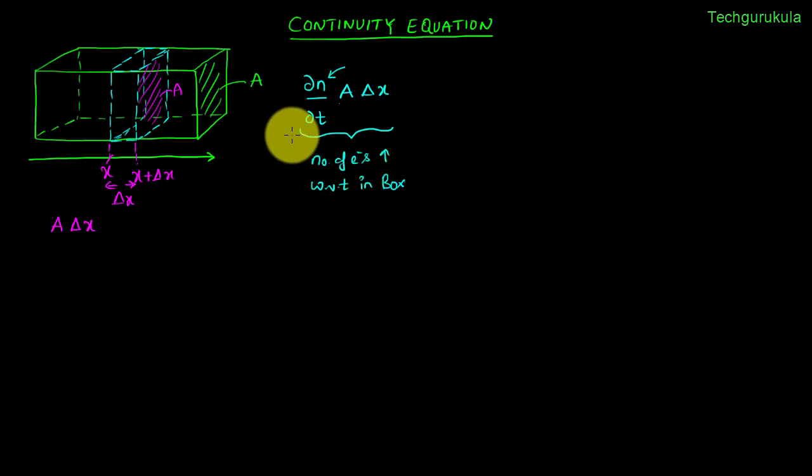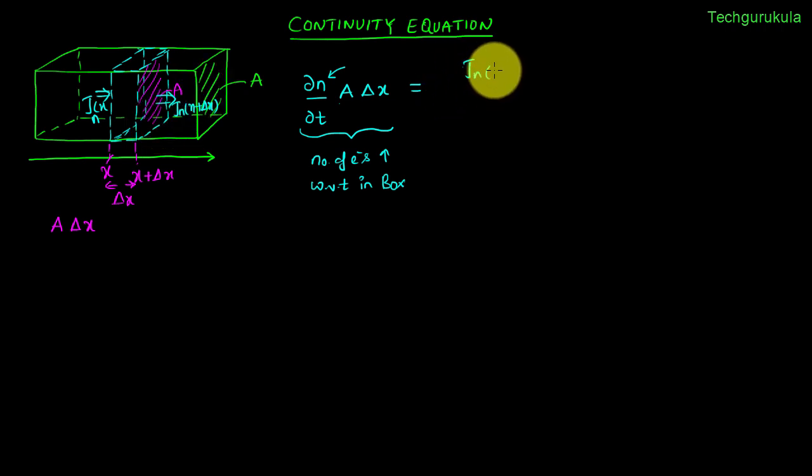So this increase of electrons with respect to time in this box should be equal to, let's say at x, the current density that is flowing in is J of x. And of course, we are talking about electrons, so we should call this Jn of x. And let's say the current density that is flowing out is Jn of x plus del x. The number of electrons in this box can increase only if Jn of x is higher than Jn of x plus del x. So let me represent that.